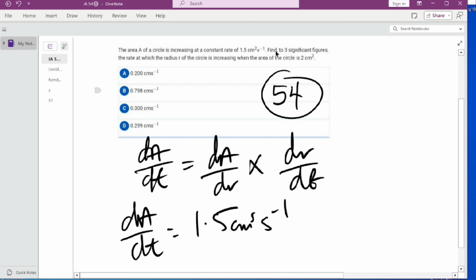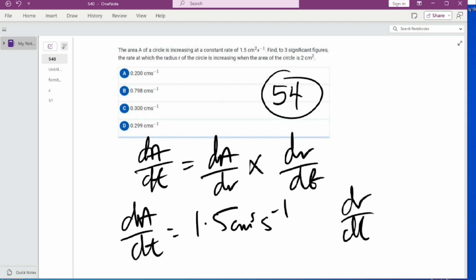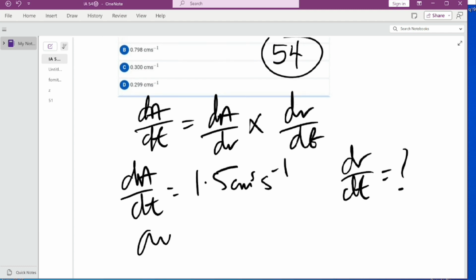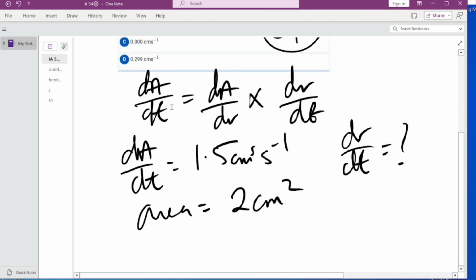In the second part, we have to find, to three significant figures, the rate at which the radius r of the circle is increasing when the area of the circle is 2 centimeters squared. The rate at which the radius r is increasing, that's dr/dt, which is unknown. Now we have two of the values of what we're looking for: we have dA/dt and dr/dt.